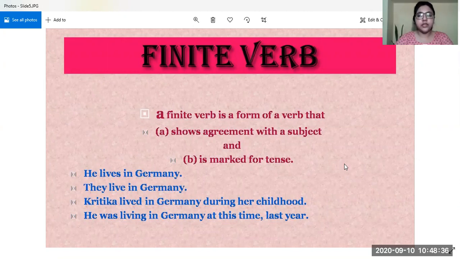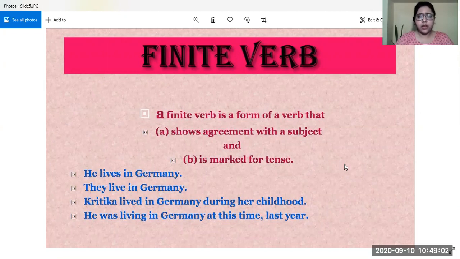Showing agreement with the subject means that the verb changes according to the number of the noun. What is the number? Singularity and plurality. When the noun or the subject is singular, then the verb also becomes singular. When the subject is plural, then the verb also becomes plural. This we did in subject verb agreement, if you remember.